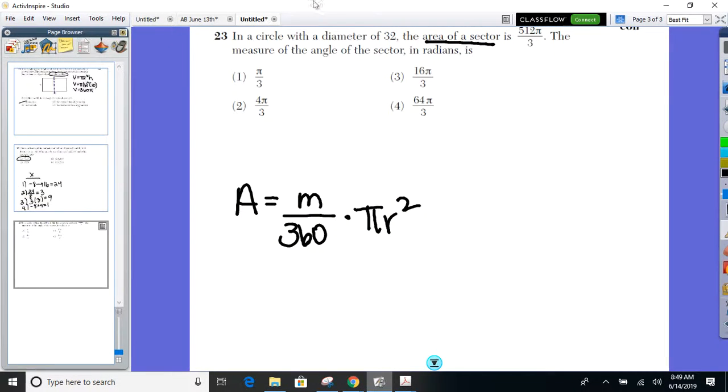We're on this area of a sector problem. Jasmine, this was your question, correct? Okay. All right, so there's my area formula.